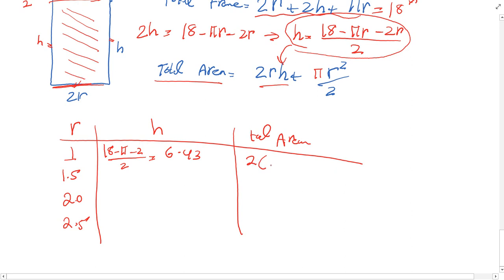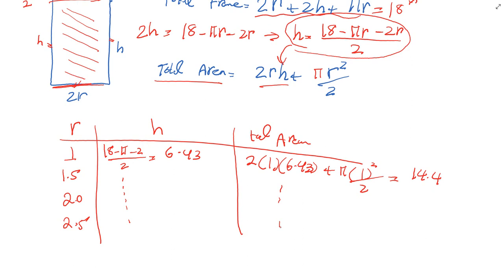Now I want to find the total area for this. I'm going to say 2 times 1 times 6.43, that's your h, plus pi, the value for r is 1, squared, divided by 2. If you do the calculation for this, you get 14.4. You can continue the calculation for the rest of them, and then you would be able to see where the maximum area happens.